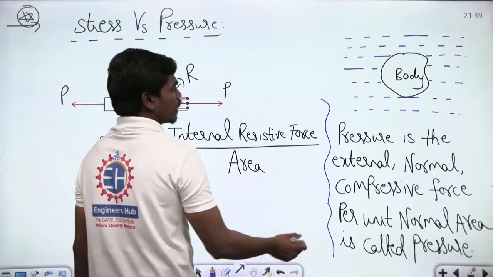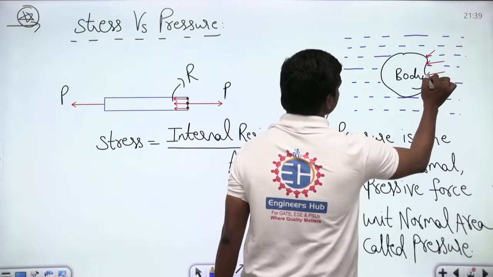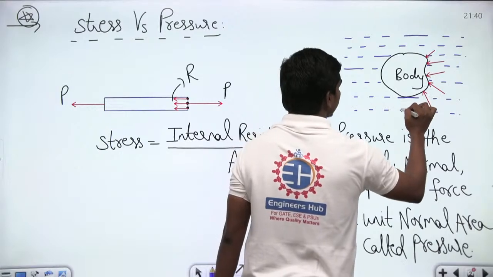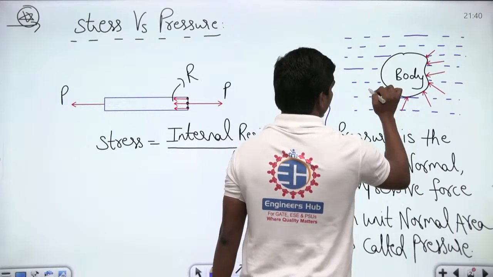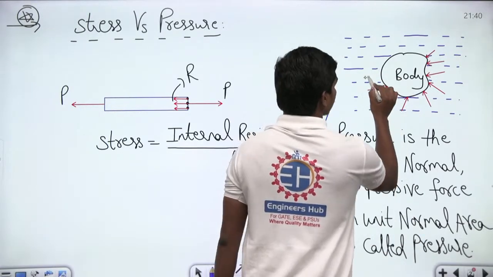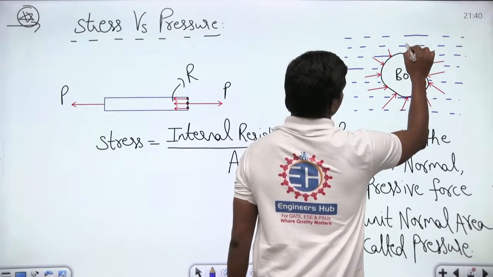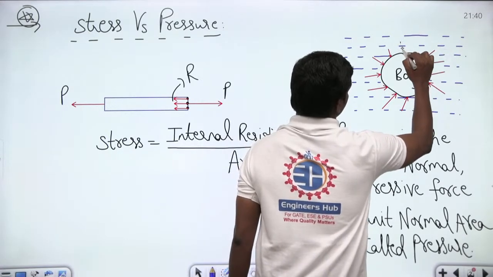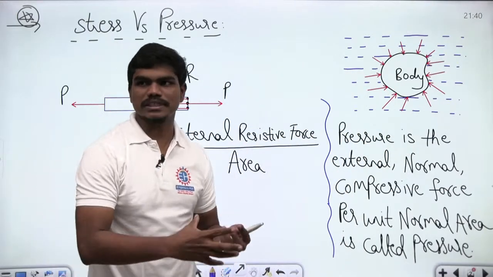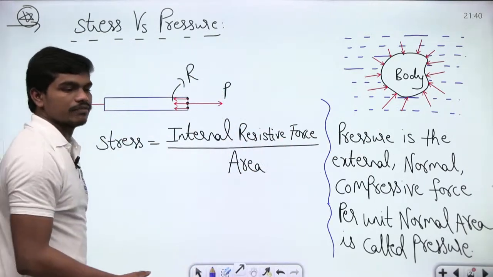In the case of pressure, the surrounding fluid tries to exert some force on this body, of course normal to it, correct? So this is the basic difference between stress and pressure. Pressure is an external effect on a body, whereas stress is an internally developed resistive force per unit area.